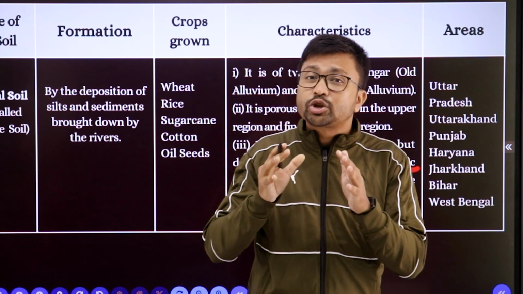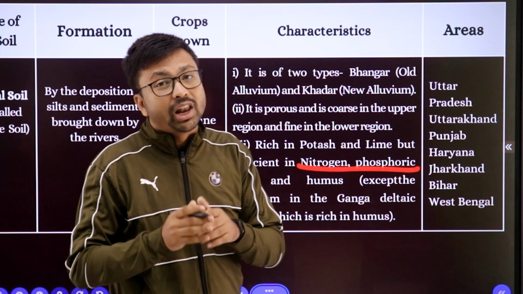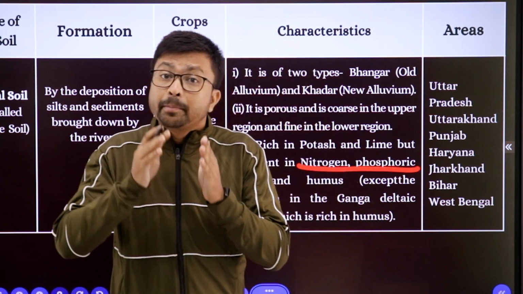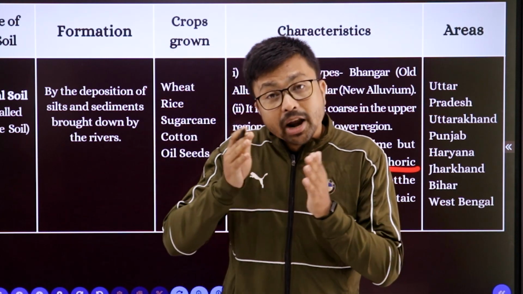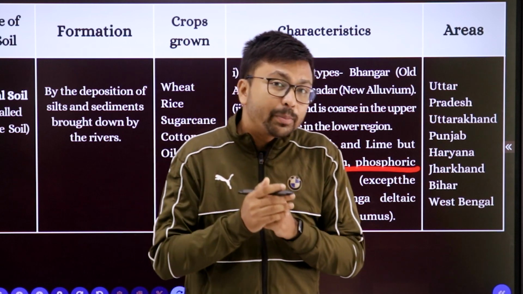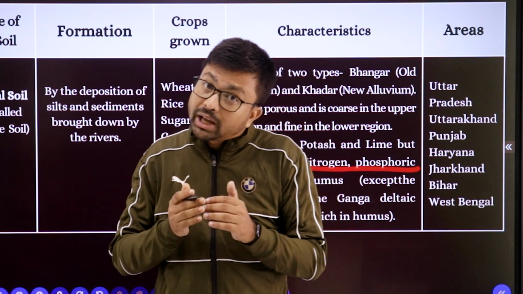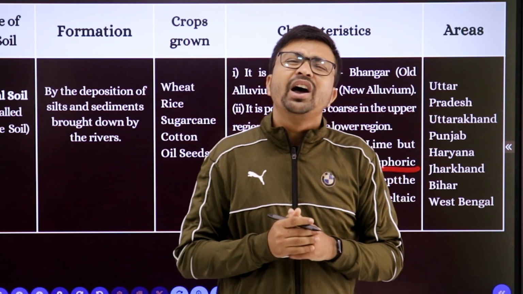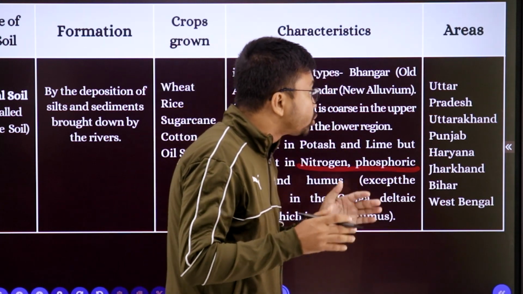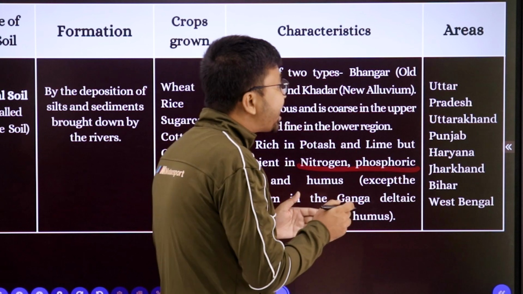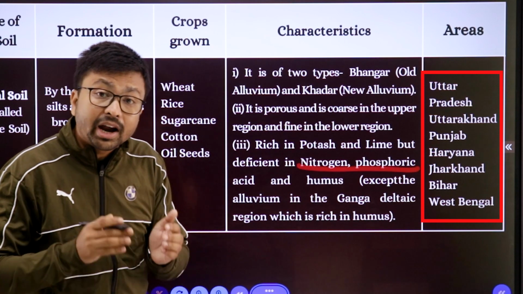Now, which are the areas which get this soil? Remember, 45% of the area in India is covered with alluvial soil. Mainly along the perennial rivers, we get much more alluvial soil, especially the Ganga and Brahmaputra plain areas. Along with that, the South Indian rivers, that is Mahanadi, Godavari, Krishna, Kaveri river basin areas, also have alluvial soil. State-wise, your answer will be Uttar Pradesh, Uttarakhand, Punjab, Haryana, Jharkhand, Bihar and West Bengal.